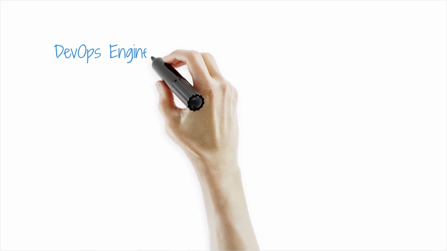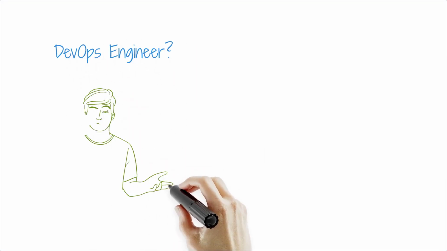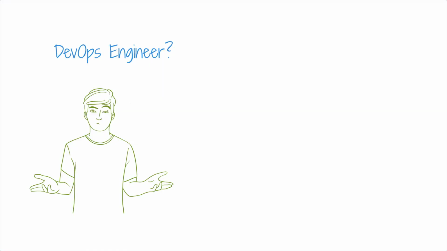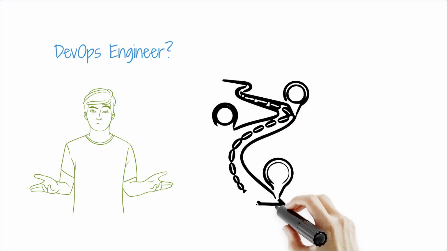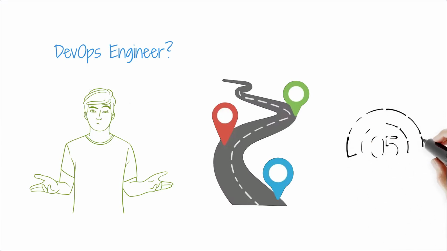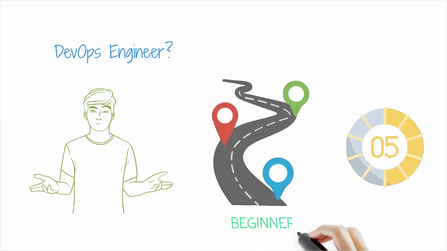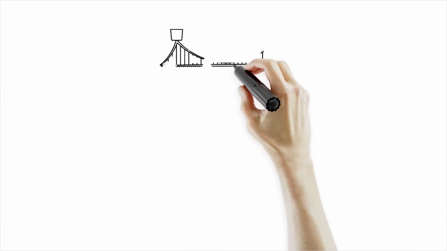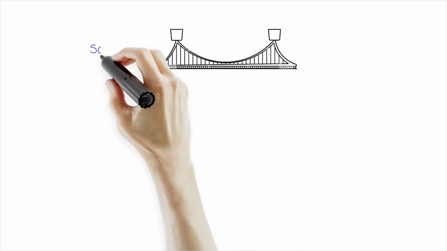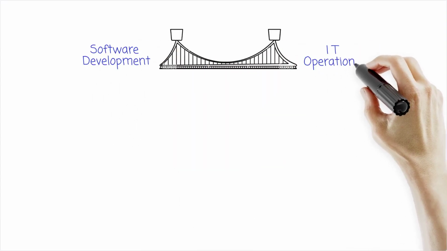You want to become a DevOps engineer but don't know where to start? Don't worry. In this video I will show you a complete roadmap in 5 steps that will help you in becoming a DevOps engineer from beginner to pro. Let's dive in. A DevOps engineer is the bridge between software development and IT operations.